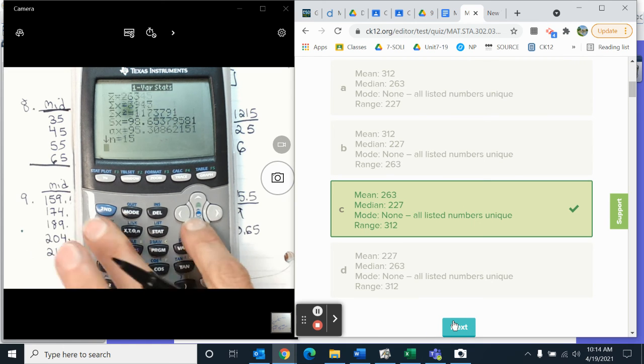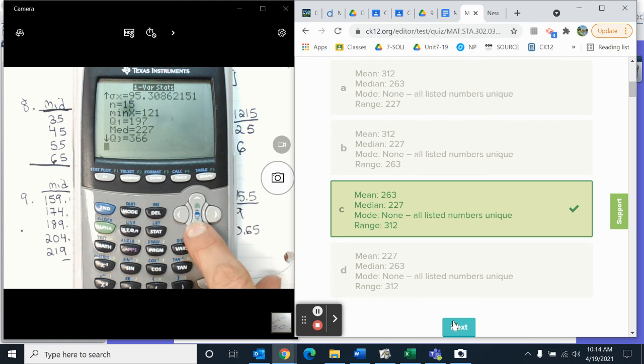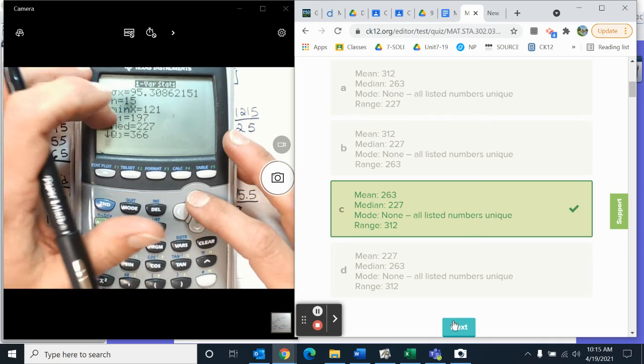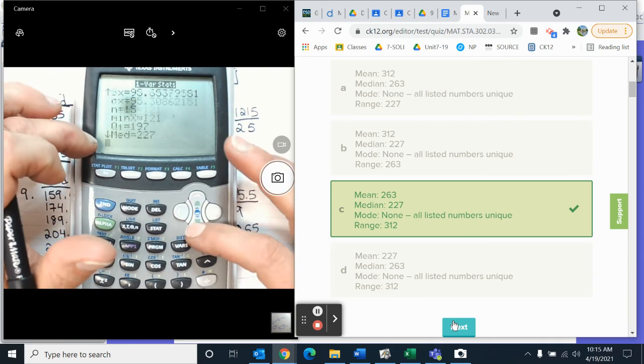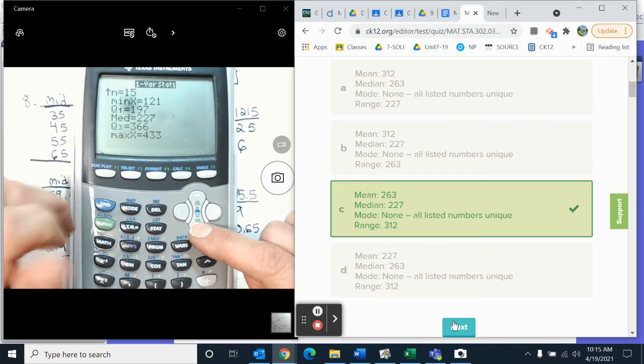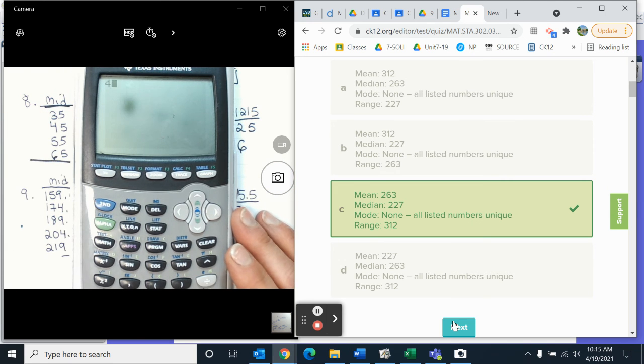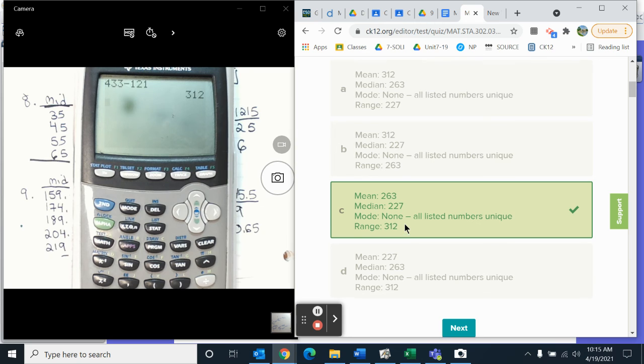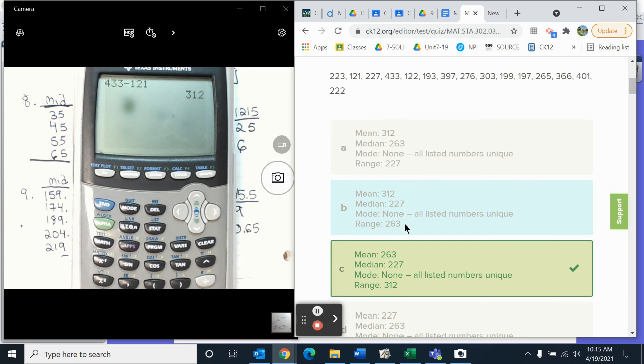Also, if you scroll down in the calculator, we can see the median is 227. And if we subtracted the minimum, 121, from the maximum, which is 433, 433 minus 121 does give us a range of 312. And if you look at all of the data, neither of those values are repeated. So there is no mode.